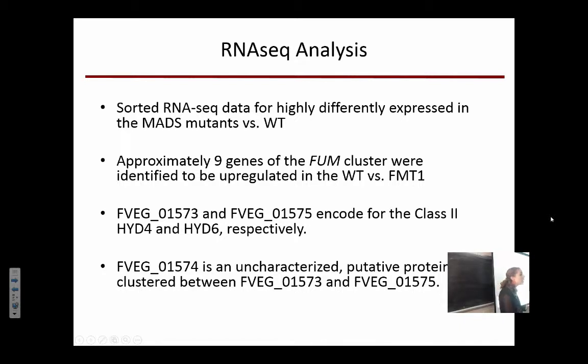Amongst the top 10 most highly differentially expressed genes, I found FVEG01573 and FVEG01575, which both encode class 2 hydrophobins, Hyd4 and Hyd6, respectively. I also found another gene, FVEG01574, an uncharacterized putative protein clustered in between these 2 Hyd genes. It was differentially expressed, but not as highly as Hyd4 and Hyd6.